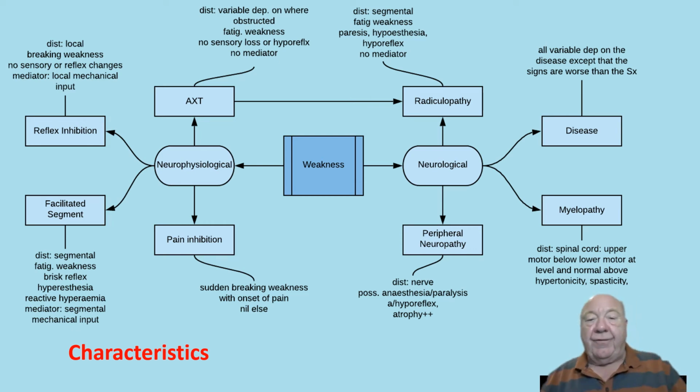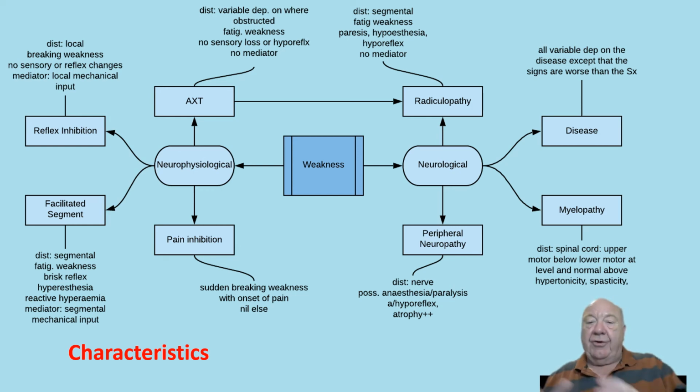On the other side, the neurophysiological one, we've got axoplasmic flow compromise. Now, the distribution of this is variable, again, much like a peripheral neuropathy. In fact, it's very much like the peripheral neuropathy. So, depending on where these compromises are occurring, you'll see the signs and symptoms distal to where the final block is. And you're probably not going to see much in the way of sensory loss or reflex changes. What you're going to see is fatigable weakness.